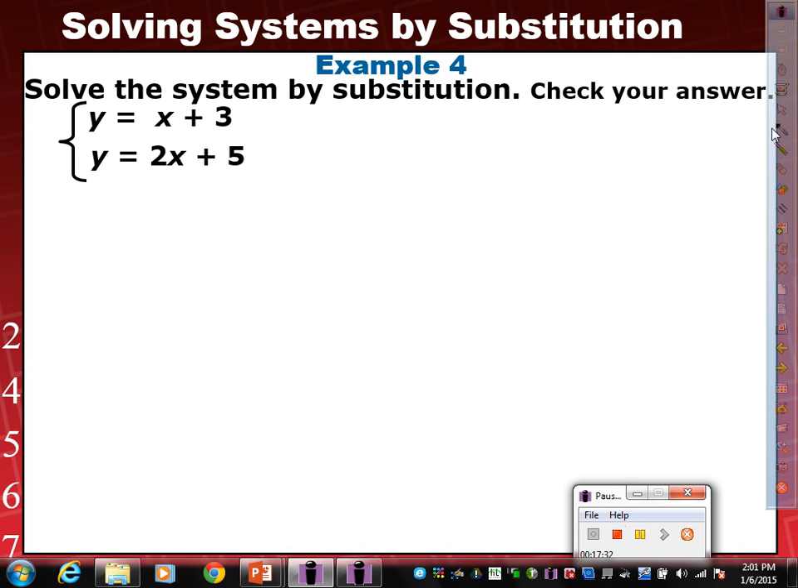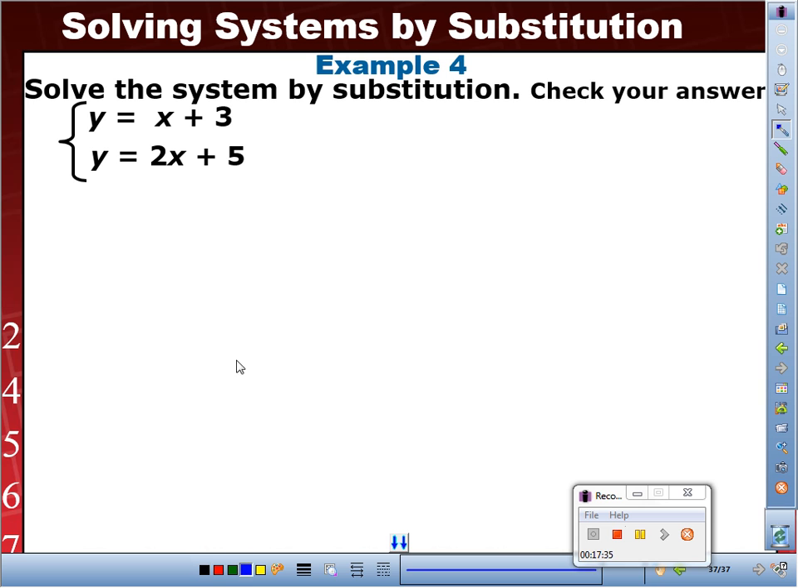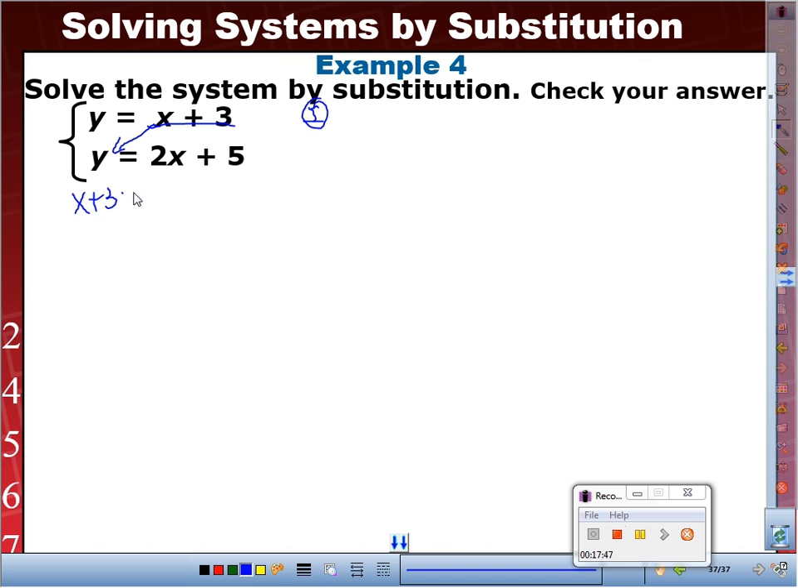Here goes the process. Step 1. Solve one of the equations for one variable. They're both solved, so step 1 is done. Step 2, substitute one of these into the second. So instead of writing y, I'm going to write x plus 3 equals 2x plus 5. That's step 2. Step 3, solve for the remaining variable.